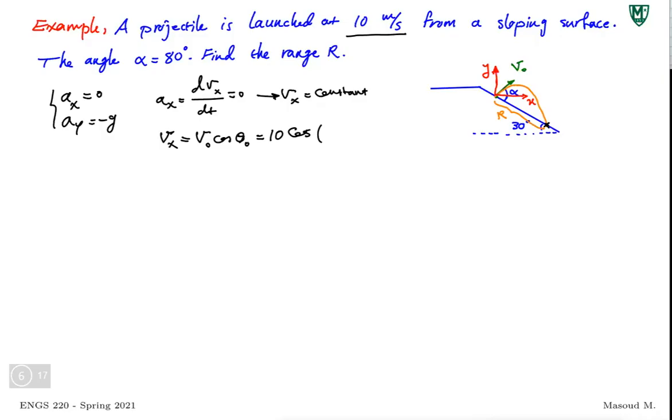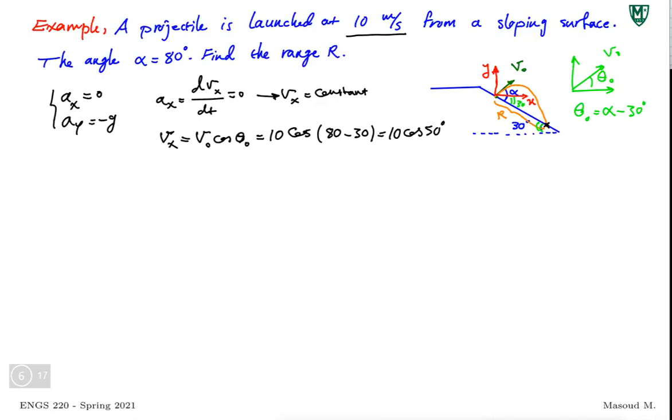that V naught creates, I'm just going to draw it again here so it's not crowded there. This is V naught. This is your theta naught. Okay, theta naught is your alpha, the whole angle that you have, minus this 30 degrees. If this angle is 30 degrees, this angle here is also 30 degrees. This is 30. So it becomes alpha minus 30 degrees. A little bit of geometry there. So 80 minus 30. So it becomes 10 cosine 50 degrees.